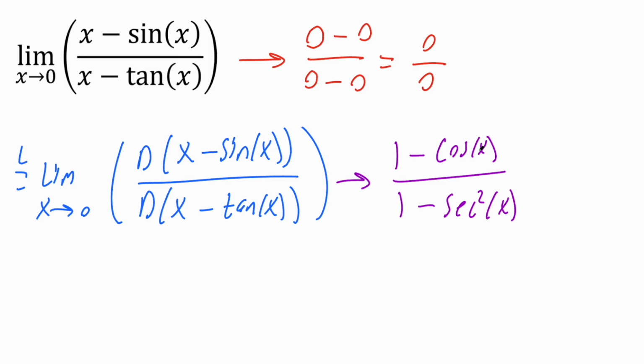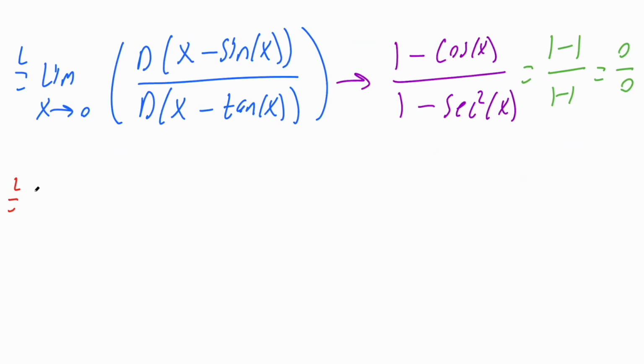So we plug in a 0 for cosine. Cosine 0 is 1. We get 1 minus 1, which is 0, divided by secant 0 is also going to give us 1. 1 squared is 1, so we get 1 minus 1, which is also 0. We have 0 over 0, which is a red flag that we can go ahead and use L'Hopital's rule again.